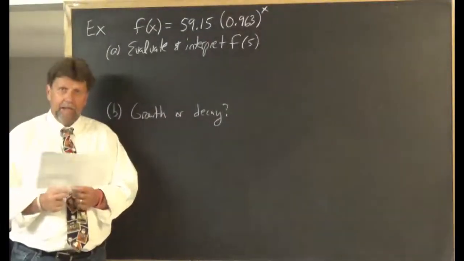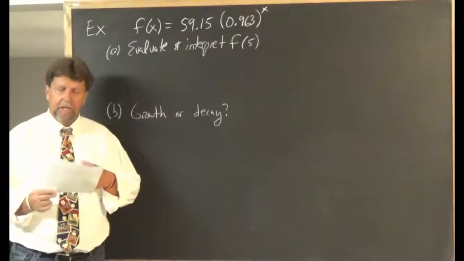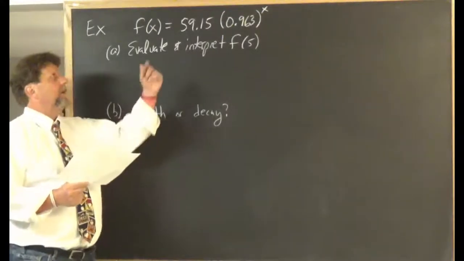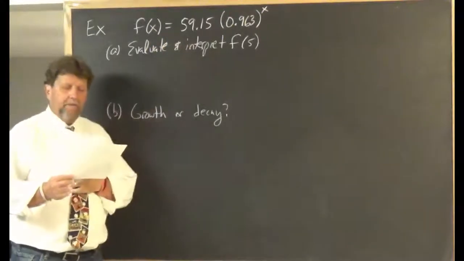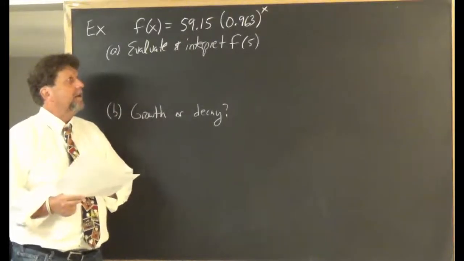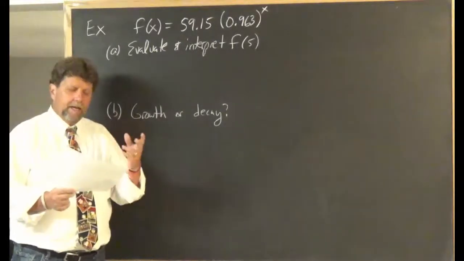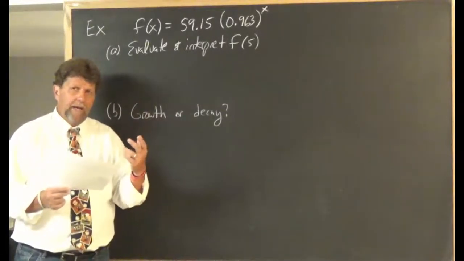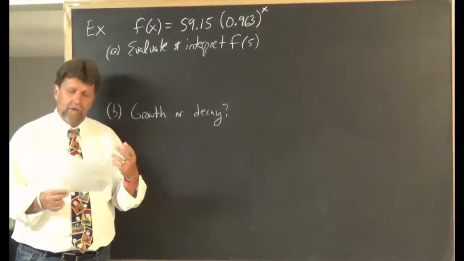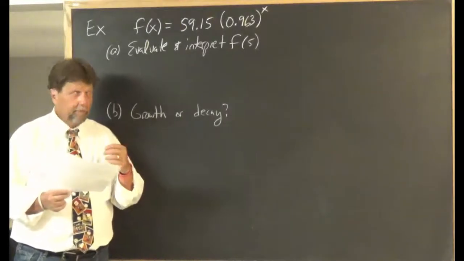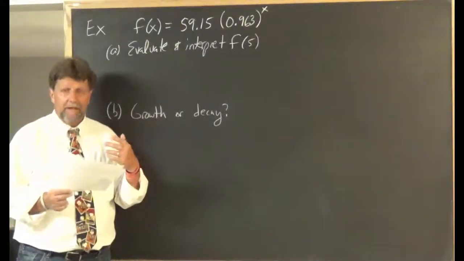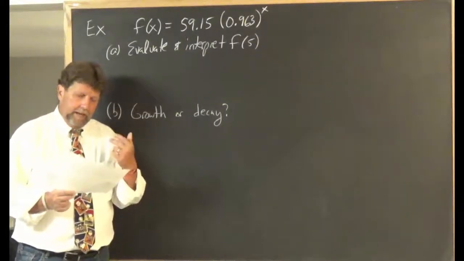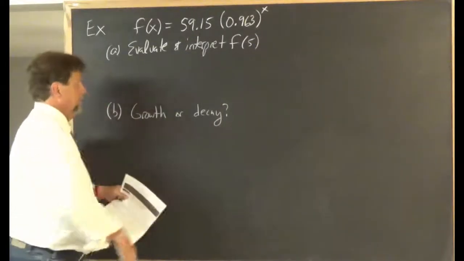All right, in this application, this example, it was an application. There were a lot of words. Don't write them all down. You know the drill by now. This was the function that you were given, 59.15 times 0.963 to the x power, and that was modeling the actual high temperatures in Salt Lake City, Utah for the first week of November. And x is the number of days since October 31st. So part A, evaluate and interpret f of 5.